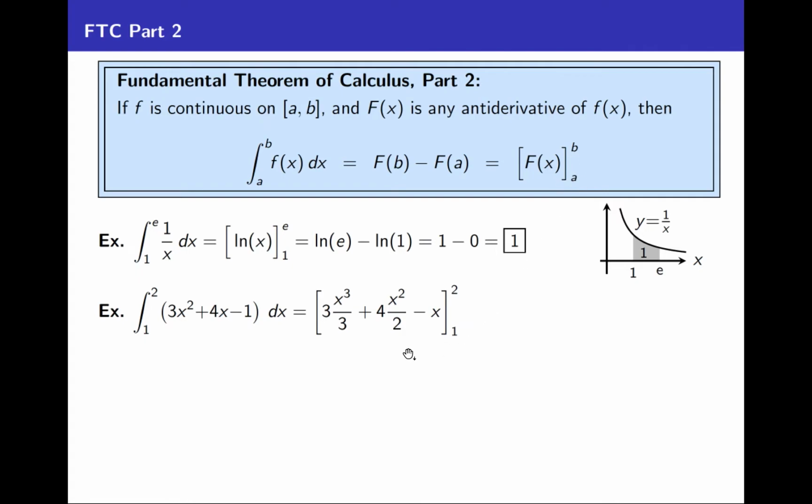So before plugging in those numbers, let's simplify a little bit. The 3's cancel, 2 goes into 4 twice. So we get x cubed plus 2x squared minus x from 1 to 2. Plug in the 2, you get 14, minus what you get when you plug in the 1, that's a minus 2. The answer is 12.